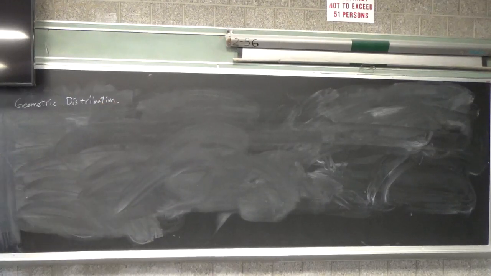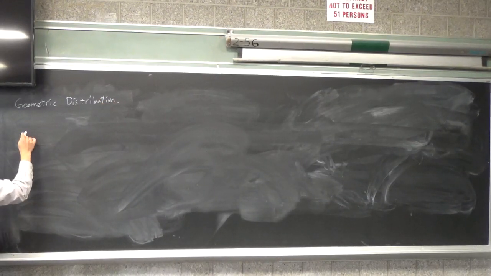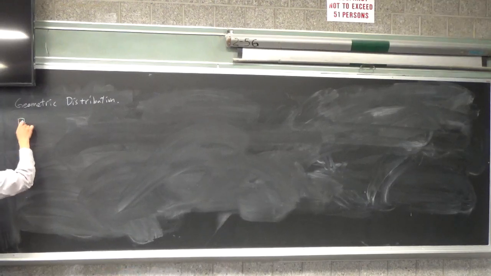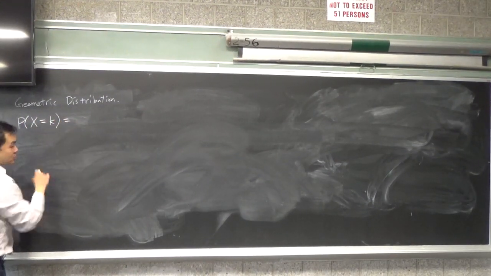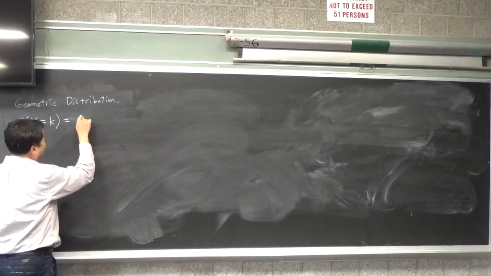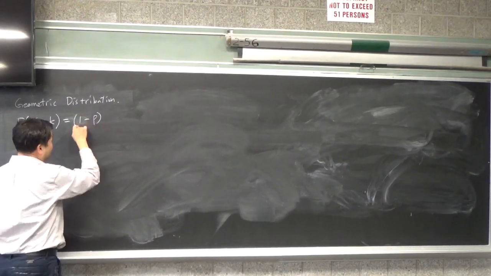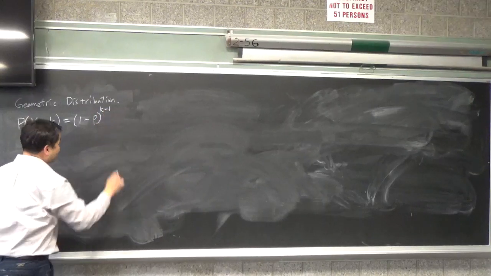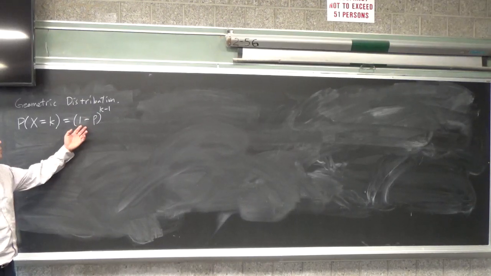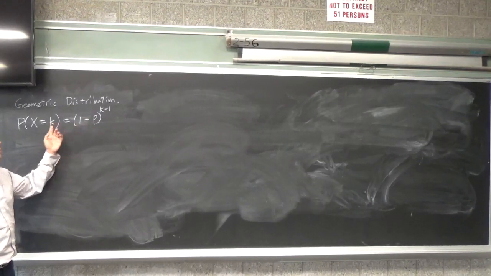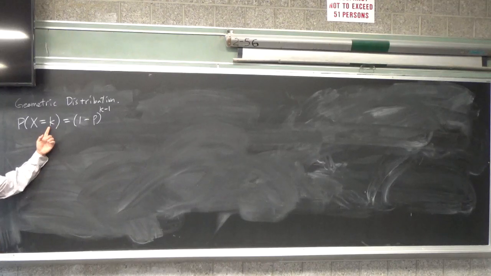We did this last time, where the probability distribution was: the probability of x equals k was given as (1 minus p) to the k minus 1, times p, so that when this is a success, when you get to k.